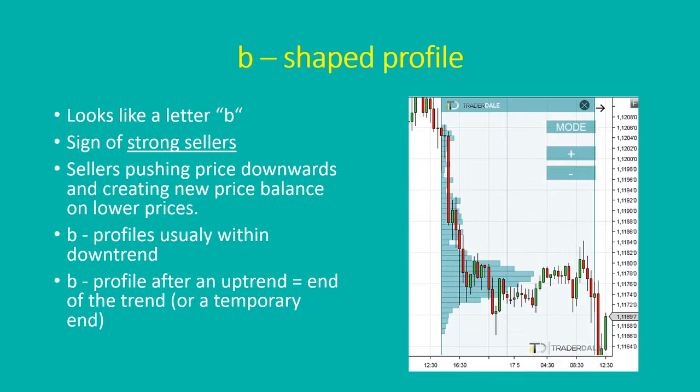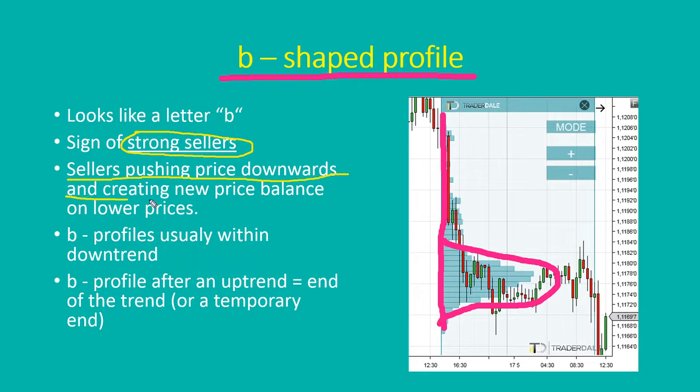The next shape is a B-shaped profile, and it is the exact opposite of the P-shaped profile. So if you look at this picture, you can see that it looks like the letter B. That's why it's called a B-shaped profile. And the most important thing about it is that it is a sign of strong sellers. Sellers pushing price downwards and creating a new price balance at lower prices. They are creating a new price balance in here.